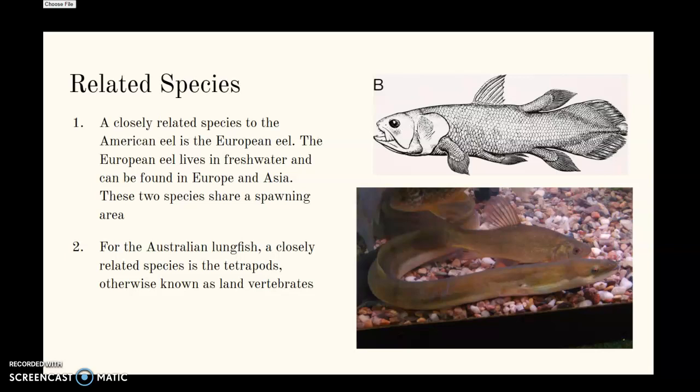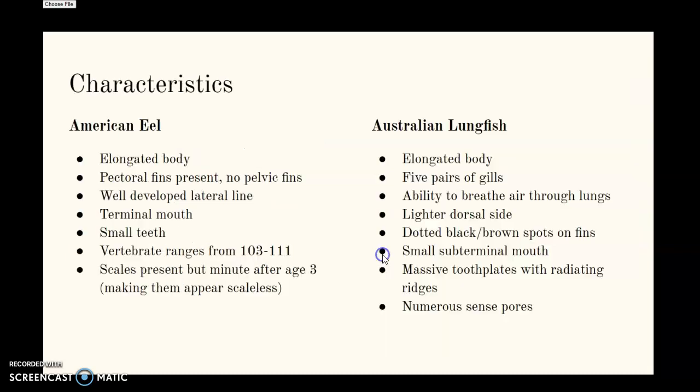And then for the Australian lungfish, a closely related species to the tetrapods, otherwise known as the land vertebrates. That was the only thing I could really look up to see what they were mostly related to, and that is it. So next up we have the characteristics that define how I decided on the American eel and the Australian lungfish.